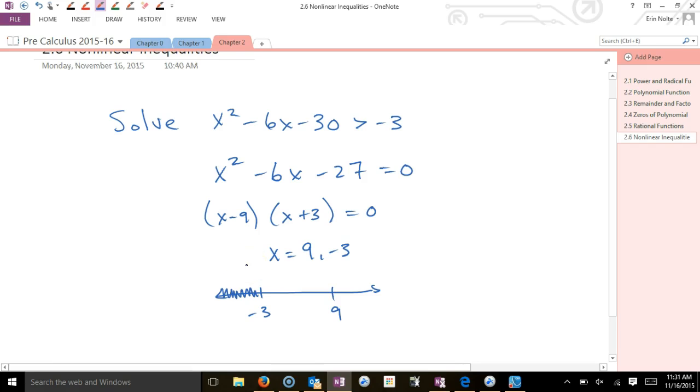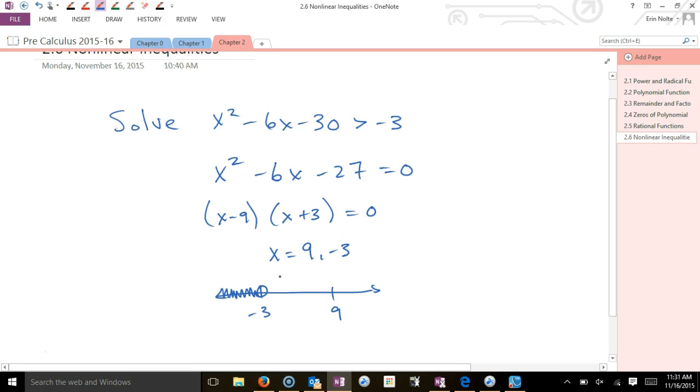Okay, now I have to decide if I'm going to include negative 3 or not. Do you guys remember how you decide if you include it or not with an open or a closed circle? If it has the equal sign or not. Right, so do I include negative 3? Because it's an open, right? Good. Okay, now I'm going to go in between.